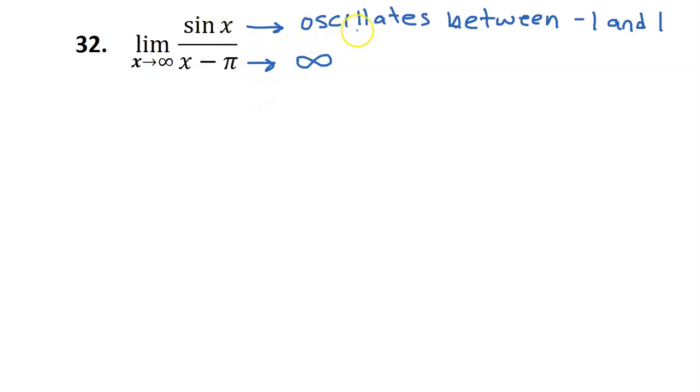The numerator stays small between -1 and +1, while the denominator gets bigger and bigger and bigger. So the overall value of the fraction gets smaller and smaller. In other words, the limit is equal to 0.